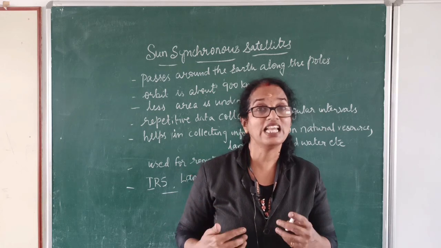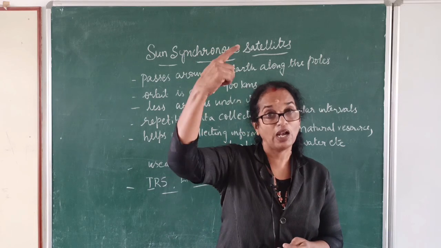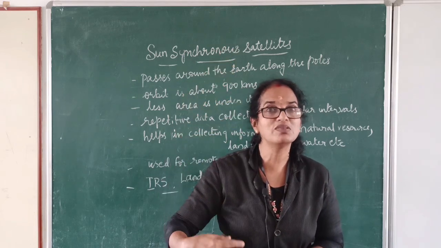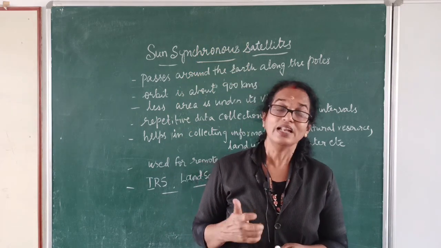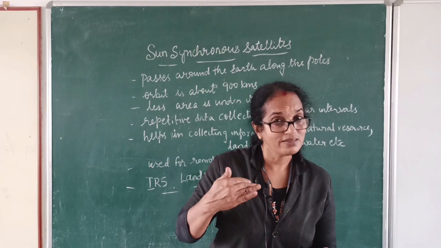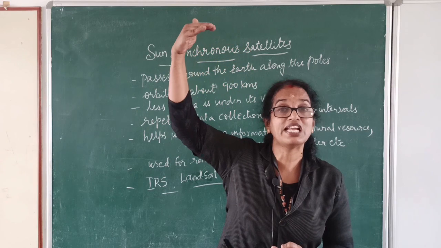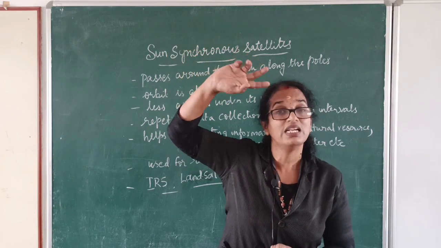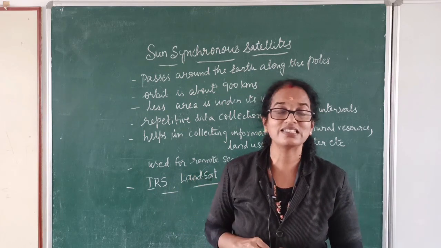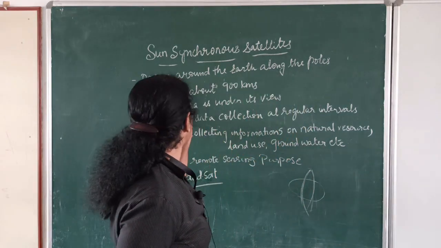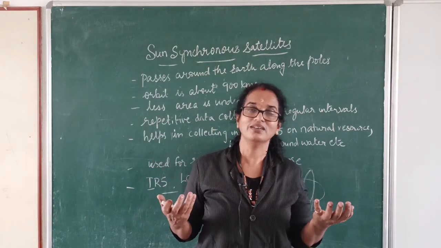Sunsynchronous satellites will be passing the earth along the poles, north pole and south pole. Got it, children? Now we already said geostationary: the orbit is almost 36,000 kilometers away from the earth. But for Sunsynchronous, the orbit is only about 900 kilometers from the earth's surface.